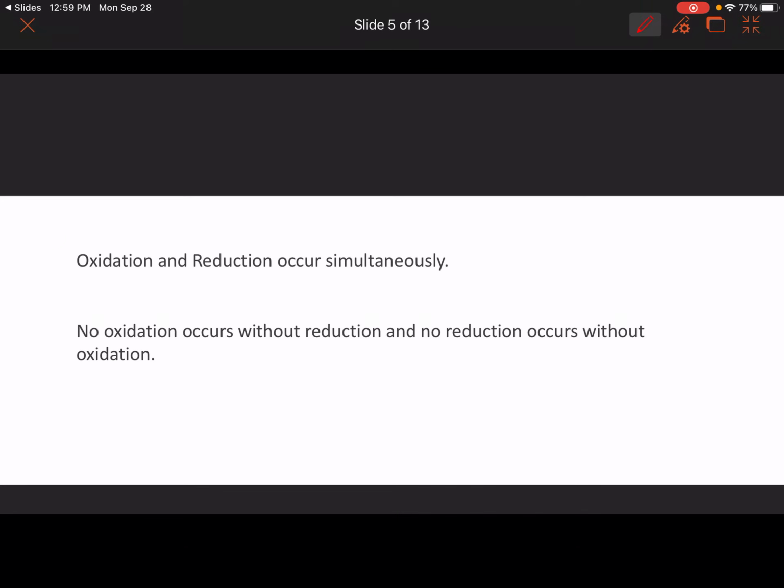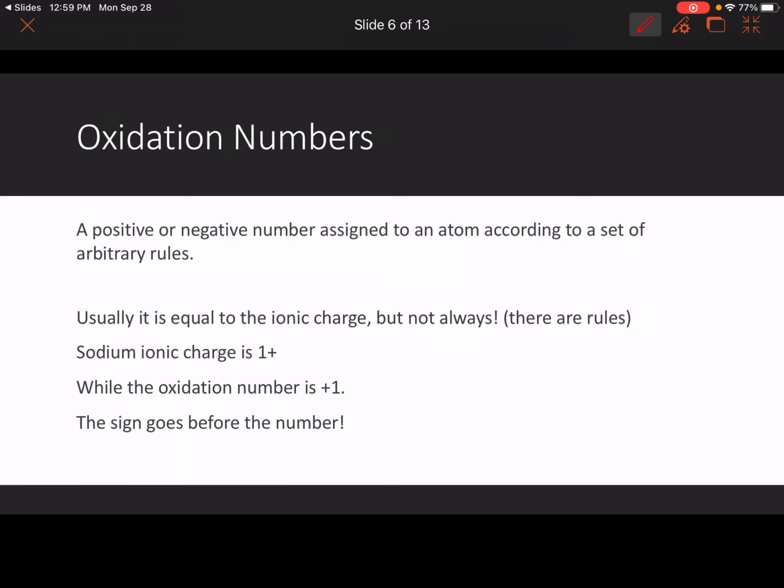Now, oxidation and reduction occur simultaneously, so they're always happening at the same time. So no oxidation occurs without reduction, and no reduction will occur without oxidation. So they have to happen together. Next class, we're going to go through redox reactions in a lot more detail. But before we do that, we have to learn this concept of oxidation numbers. We're going to use the oxidation number to do some learning about redox reactions. So this is kind of our first step here.